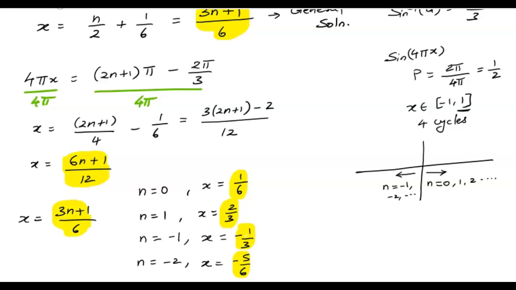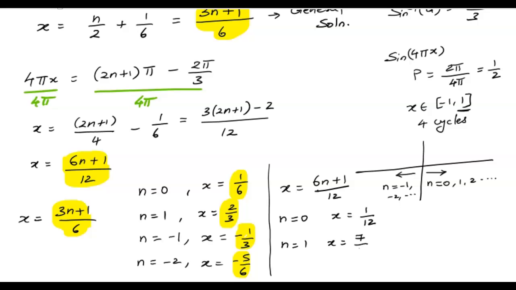Similarly, we need to do the exact same thing for this general solution. X is equal to (6n plus 1) on 12, right? And again, we're going to start by substituting the values for n. So n is equal to 0, x is going to be equal to 1 on 12, n equals 1, x is going to be equal to 7 on 12, when n equals -1, x is going to be equal to -5 on 12, n equals -2, x is going to be equal to -11 on 12, right? So just the same thing, but we're just substituting the values into the second general solution. All right, and that should complete this question.